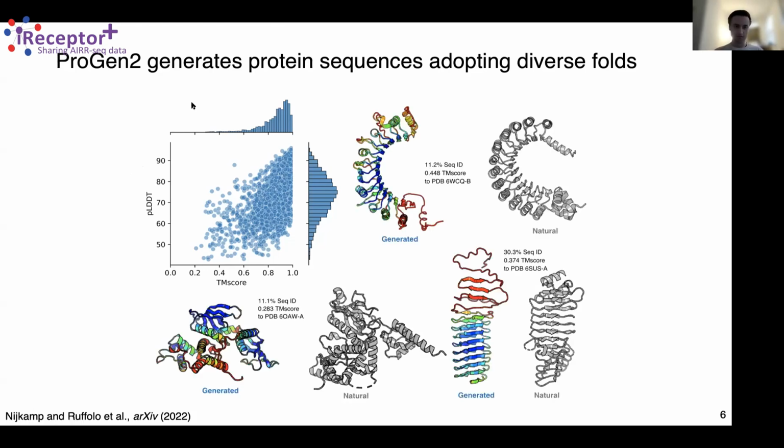Among these 3,000, we've picked out a few interesting examples. In most of these cases, the generated protein structure, which I have on the left in the colorful representation, does look like something found in nature. For example, this top one is a solenoid protein. It resembles the tertiary structure of a natural family of proteins, but the sequence from ProGen that folds into this structure only shares 11% sequence identity with its closest natural counterpart.